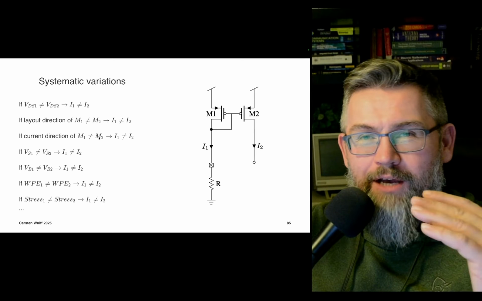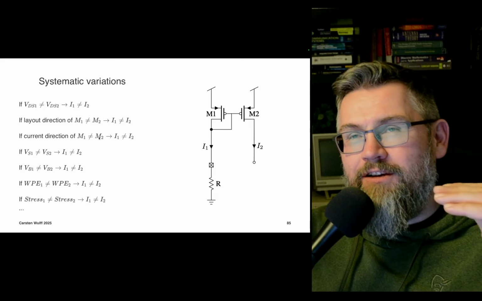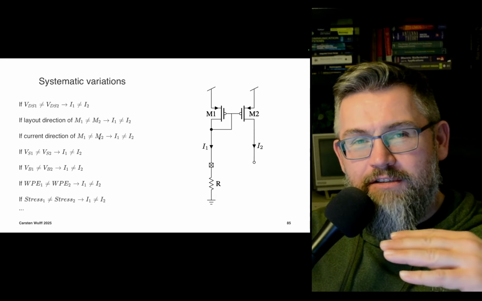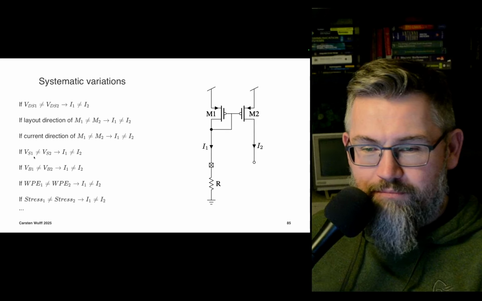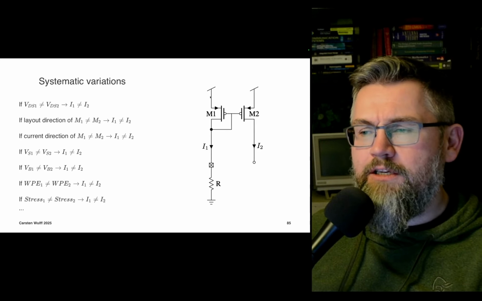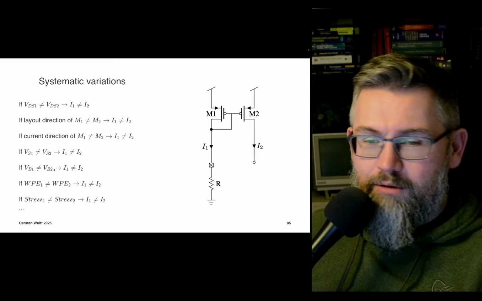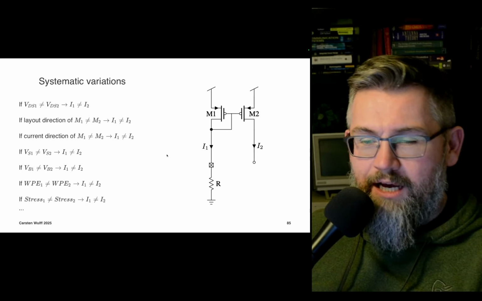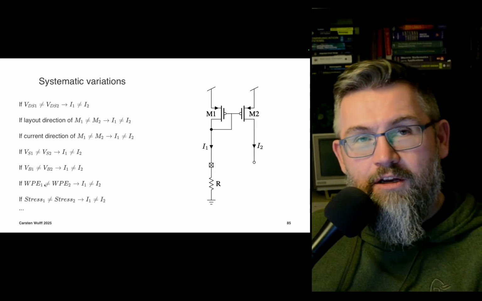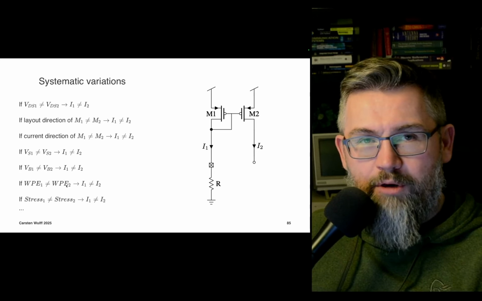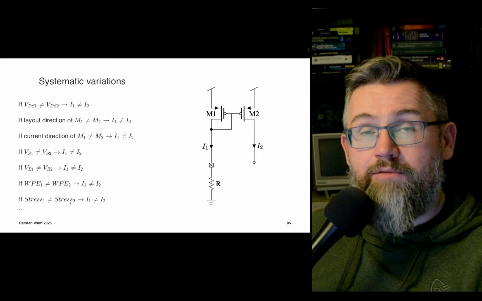So it's only if you have a repeating pattern and you have the current going in the same direction that you'll have a match of the current. Now, if the source voltage is slightly different, so we have resistance on the source, then it's going to be different. And if the bulk is different, well, then it's going to be different. And if we have one transistor close to the edge of the well, you're going to have a problem with the well proximity factor.